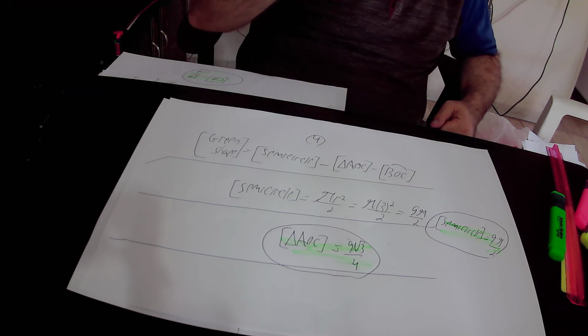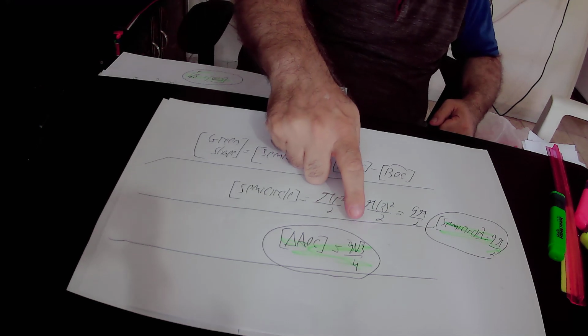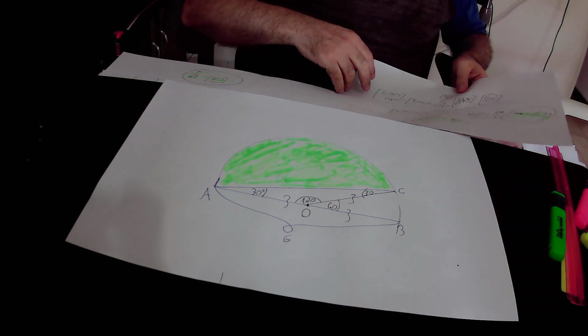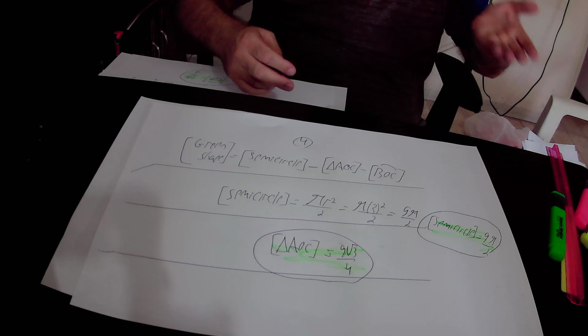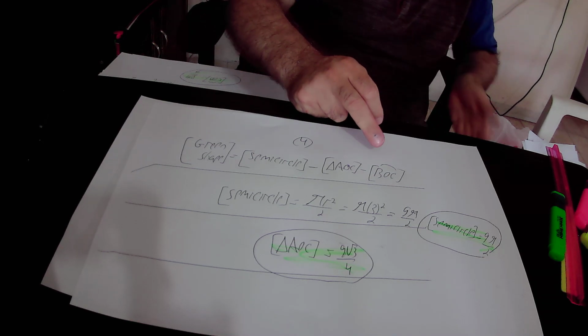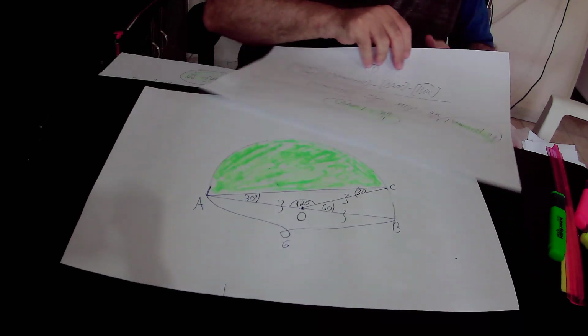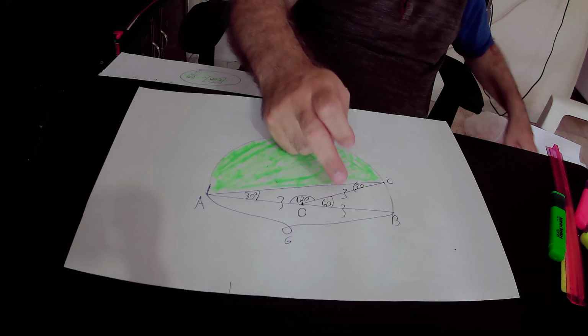We have already found that the area of triangle AOC in the first method equals 9 times root of 3 over 4 square units. So the only thing left to do in order to find the area of the green shape according to the second method is to find the area of sector BOC. In order to find the area of this sector BOC, we have to find the angle between the legs of sector BOC.